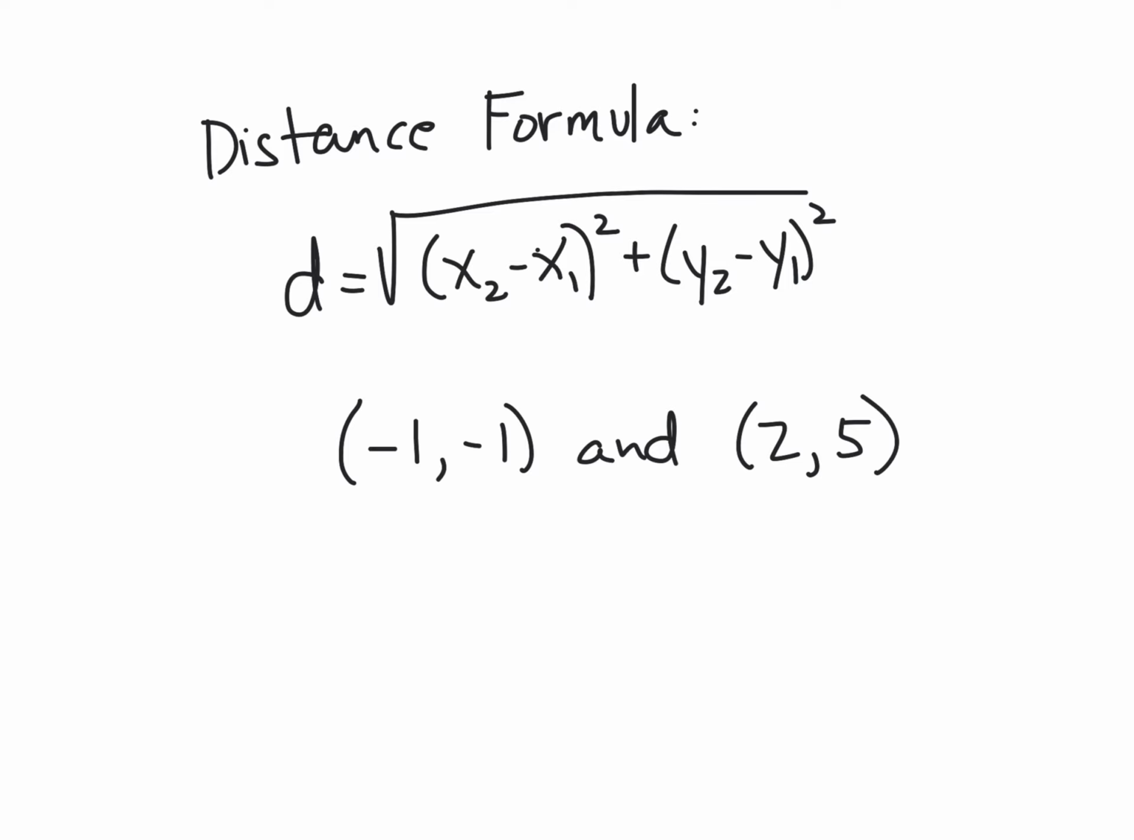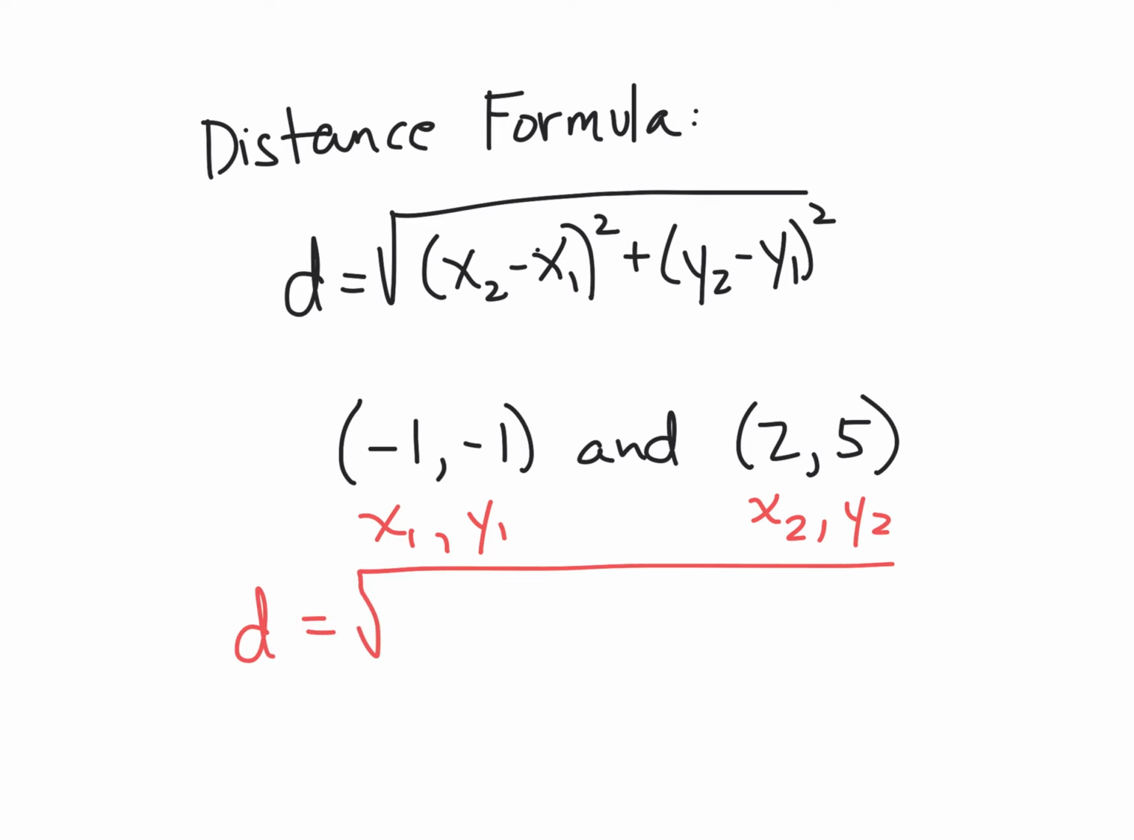Okay, let's take a look at your solutions and see how you did. So first things first, which are our first values and which ones are our second values? 2 is greater than -1. That means 2, 5 was our second point, meaning x2 and y2. -1, -1 was x1 and y1, which means I know where they go in the formula, and I can get ready to use my distance formula. I can find out exactly how far apart these are.